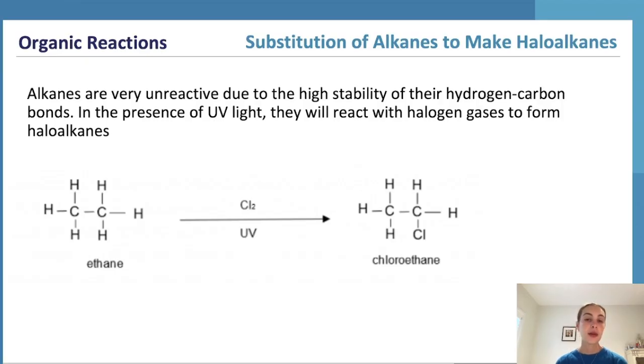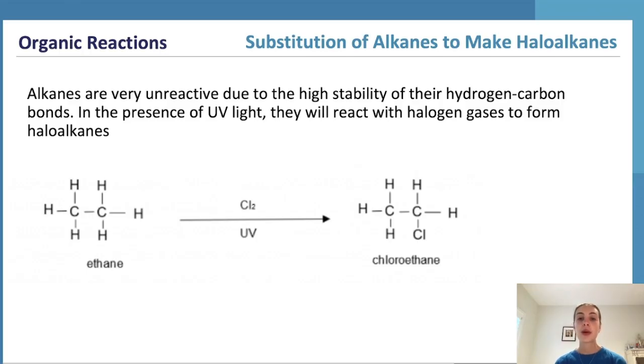So, for example, if we started off with an ethane molecule and we were to put it in the presence of UV light and chlorine gas, so Cl2, we could form a chloroethane molecule. When we form the chloroethane molecule, we're switching out one of the hydrogens for a chlorine atom. We are then left over with one of the chlorine atoms from the Cl2 and the hydrogen atom which has been taken out of ethane, leaving us with chloroethane and HCl.